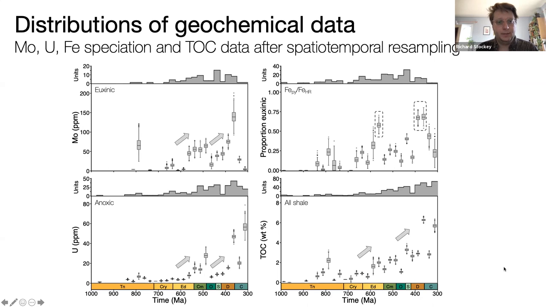Corroborating evidence from other studies, we see that the majority of samples through the Paleozoic are ferruginous until we reach the Devonian, with the exception of this late Ediacaran data point here. And then we see the TOC record, an increase in TOC around the Ediacaran-Cambrian boundary, followed by further increases through the Paleozoic.